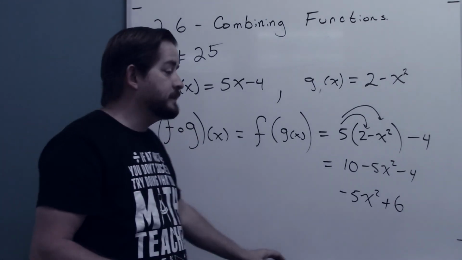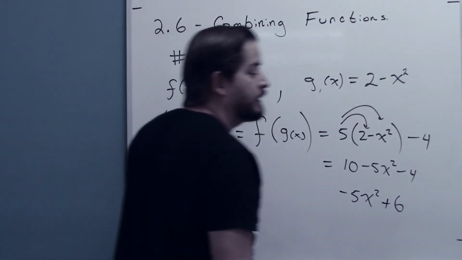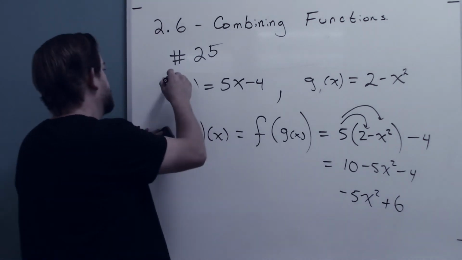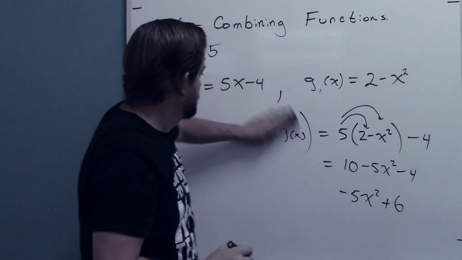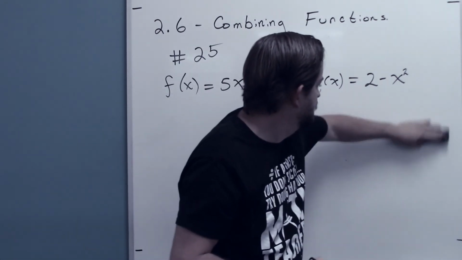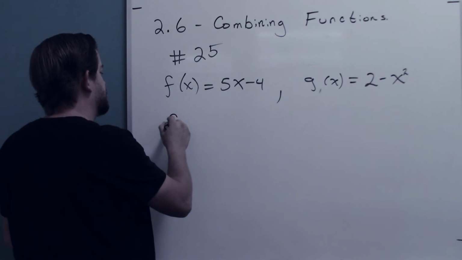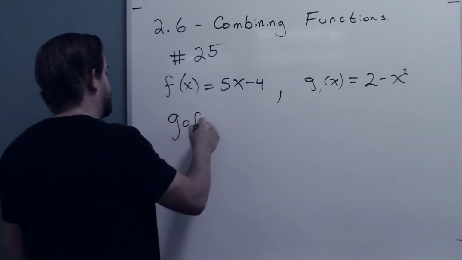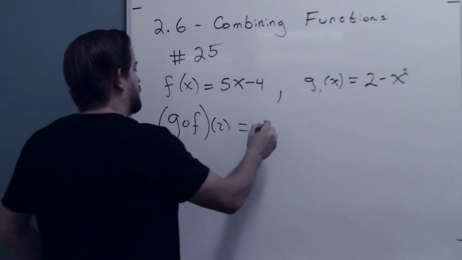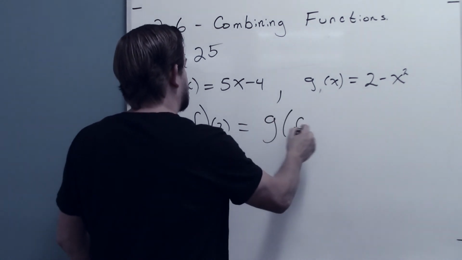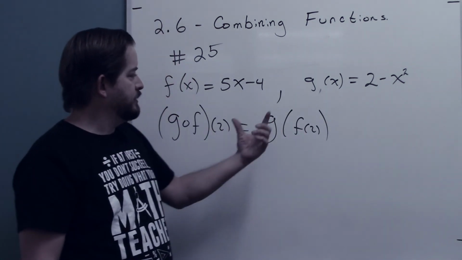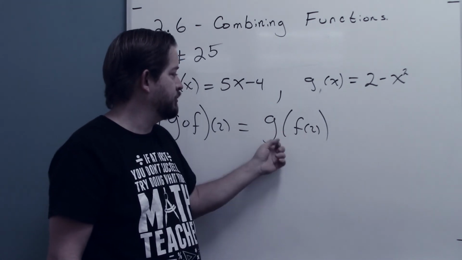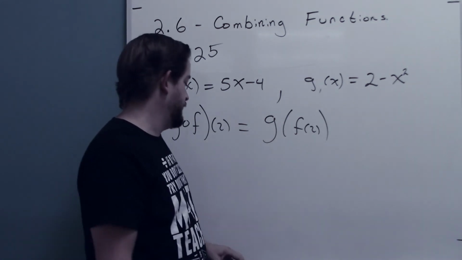The other question in this one is g composed of f at 2. So there's two ways I can look at this. I have g composed of f at 2. I can take g of f of 2. It doesn't matter if I plug f of x into g and then plug 2 in for x, or if I plug 2 into f and then plug that into g. I'll do it both ways.